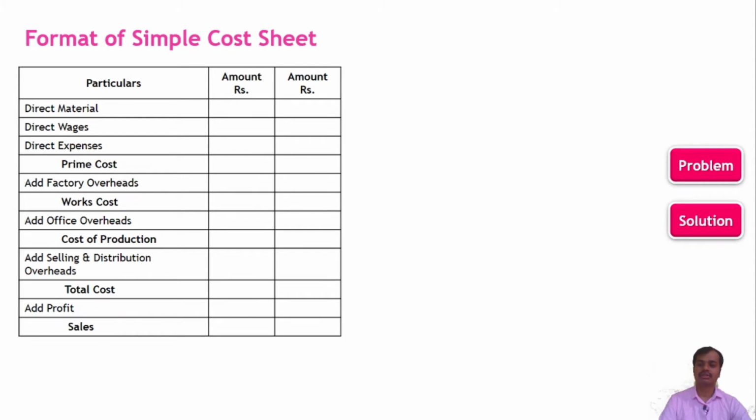After getting the total cost, we have to compare this total cost amount with the sales amount, and find out whether there is a profit or loss. How will we get the profit or loss amount? After comparing, if the sales amount is greater than the total cost, then there is a profit. But if the total cost amount is greater than the sales amount, then there is a loss.